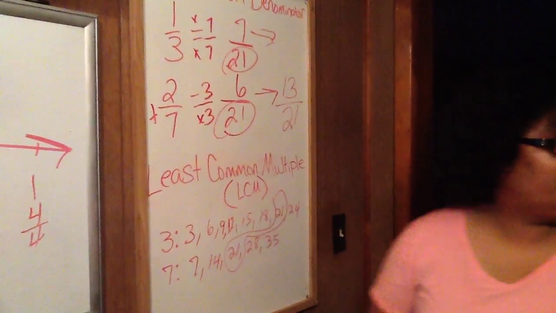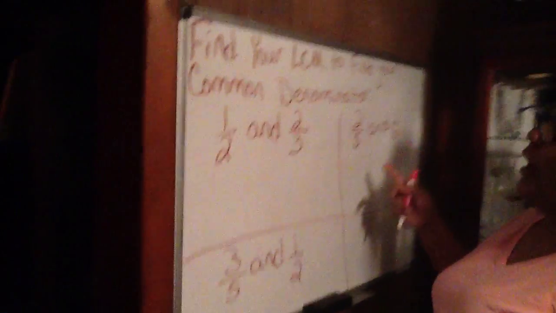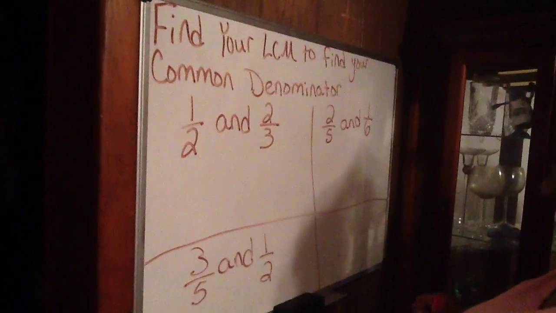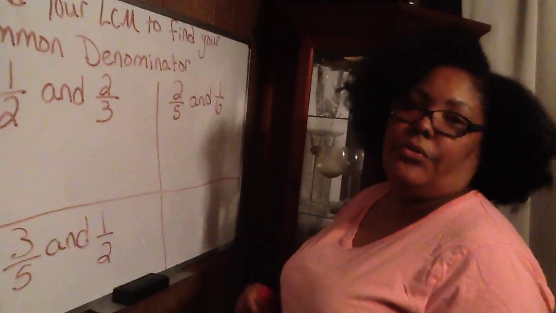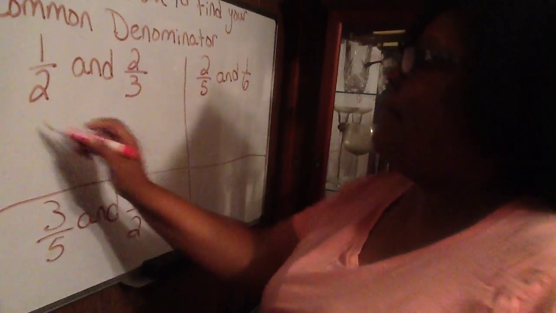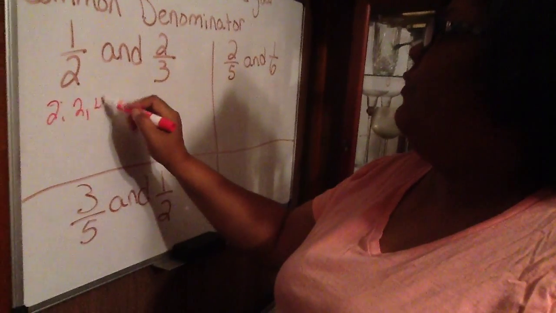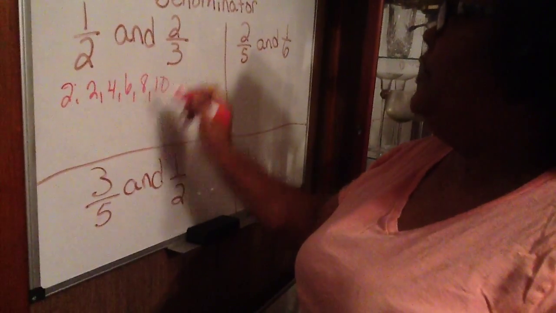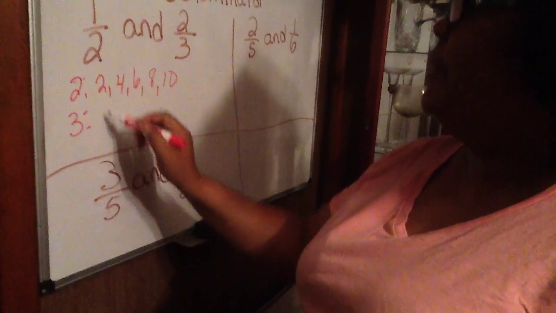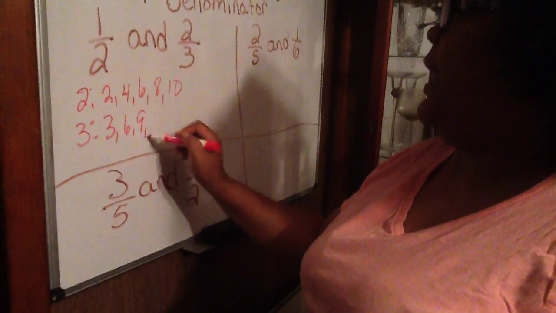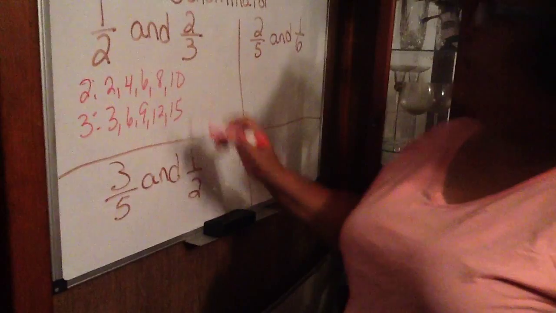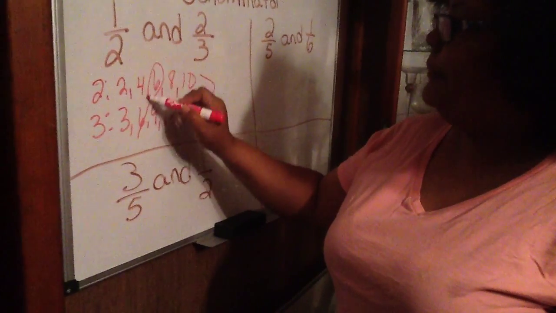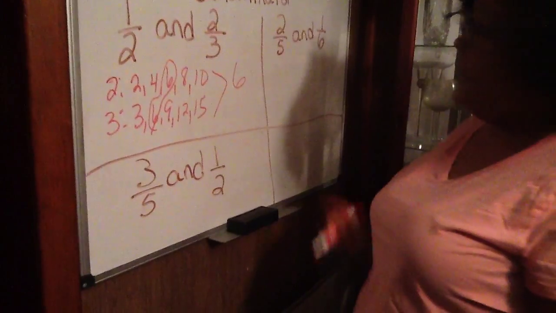and solving using addition and subtraction of fractions. As we look over here, if you wanted to find your LCM, to find your common denominator, if I take 1/2 and 2/3, I look at my two denominators and I write my multiples out. 2, 4, 6, 8, 10. I'll do the same thing with 3. 3, 6, 9, 12, 15. What is the first number you see they have in common? It is 6.